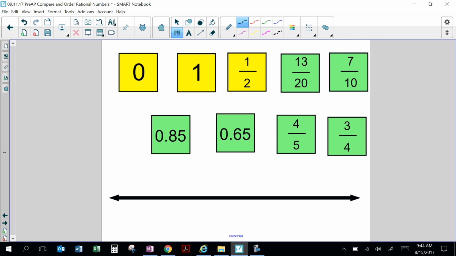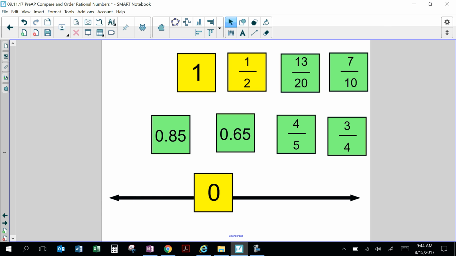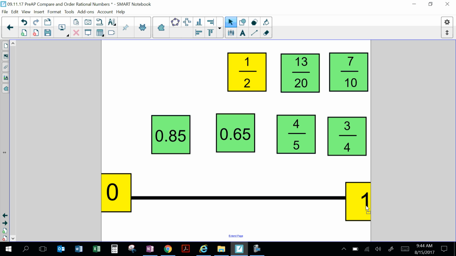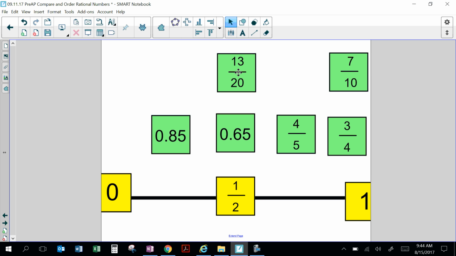Let's try another example. So let's put our benchmark 0 down here. 1 goes here, and 1/2 goes here in the center. 13/20. I'm going to use some estimating skills. 13/20. Is that a little more than half? Because half of 20 is 10, so I know it goes right here.